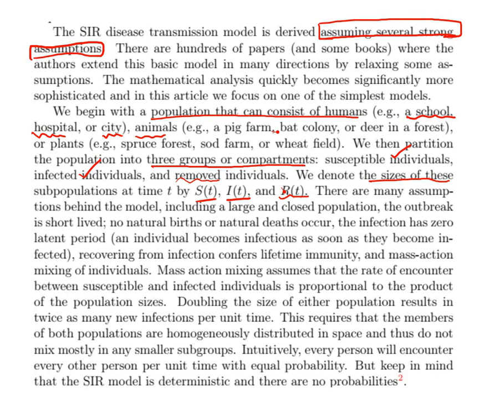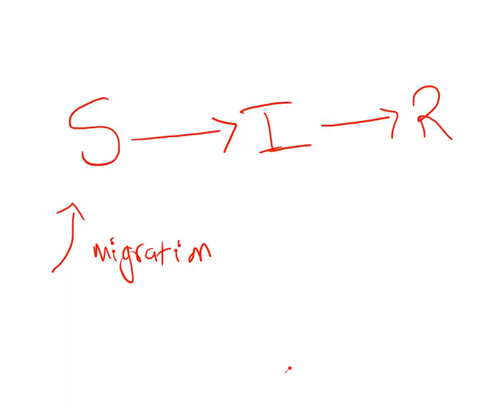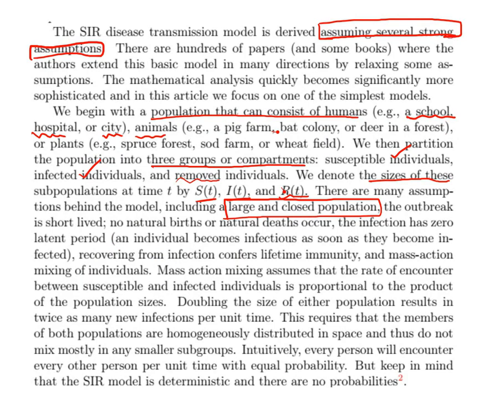One of them is a large closed population, which means that we don't add to the population. Remember I talked about migration? Migration is not under consideration. But then it doesn't make sense in the case of COVID-19, does it? So we are simply saying that there is no migration, there is no natural birth, and natural death does not exist. Nobody dies naturally. People simply die because of the disease.